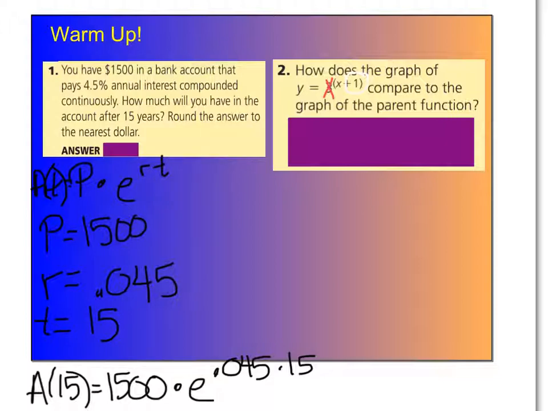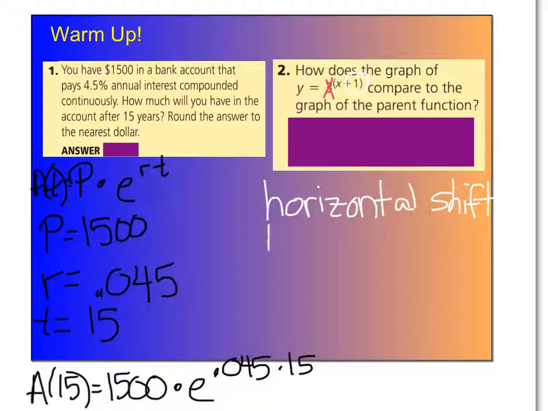So we have to determine what that plus 1 does to our graph. Well, the plus 1 is part of the exponent, so that means a horizontal shift. Horizontal is always the opposite, so since it says plus 1, that actually means a negative 1, and negative means left. So there are your answers to the 2 warm-ups for today.